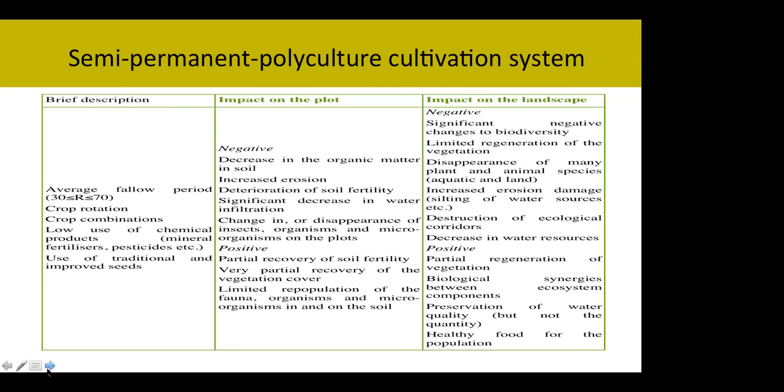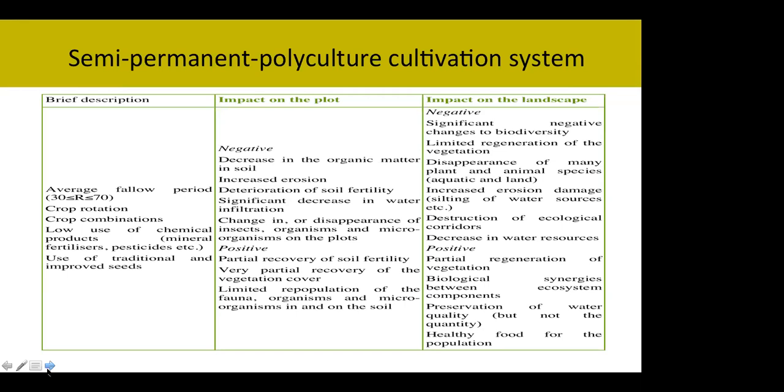So in this semi-permanent polyculture cultivation system, they practice crop rotation, they combine a lot of crops together, and there is low use of chemical product, but it is higher than the itinerant. And then there's use of traditional and improved seed. Don't forget, in the itinerant, it is only traditional seeds that are allowed to use. So what are the impacts at the plot level?